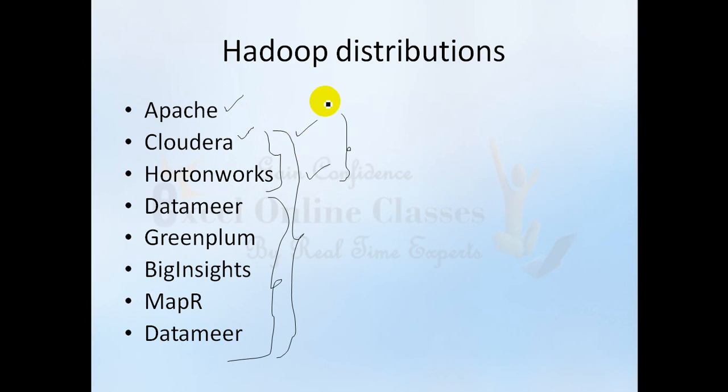In our class we are going to work with Apache, Cloudera, and Hortonworks. We are going to do practicals on all these three, not just one. First we will start with Apache and understand the internals of Hadoop, and then we are going to use Cloudera and see how it is different, and then we are going to see Hortonworks and how it is different.